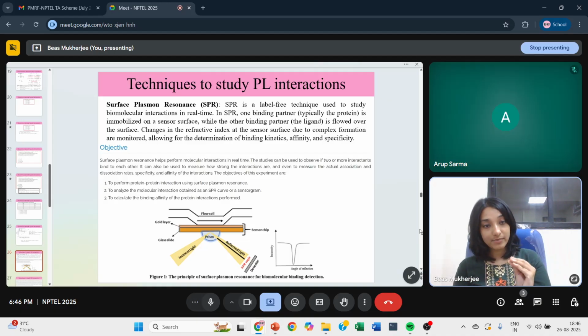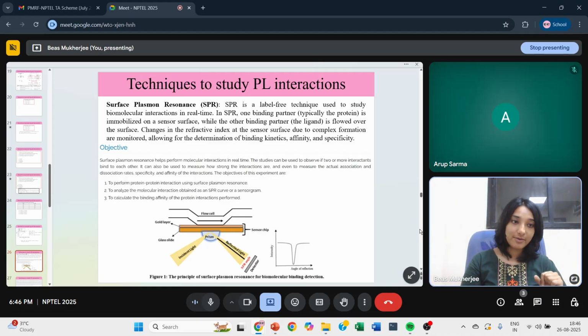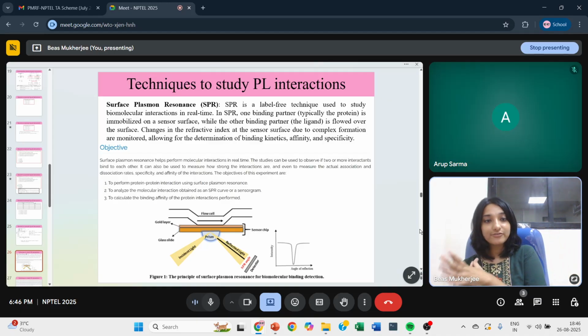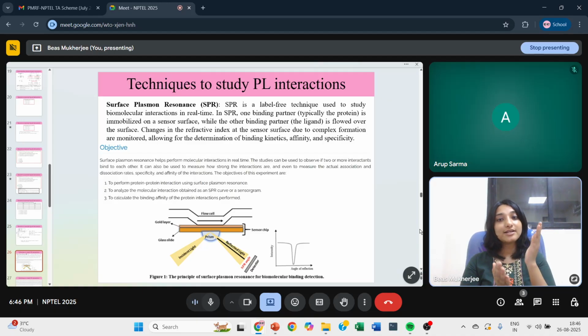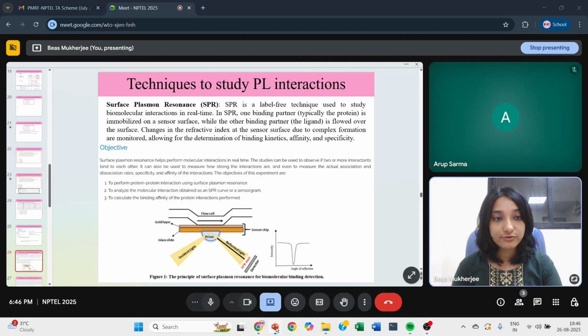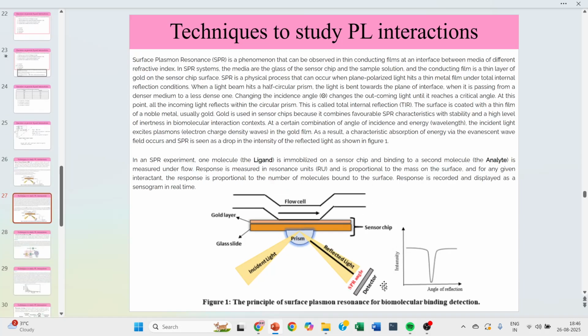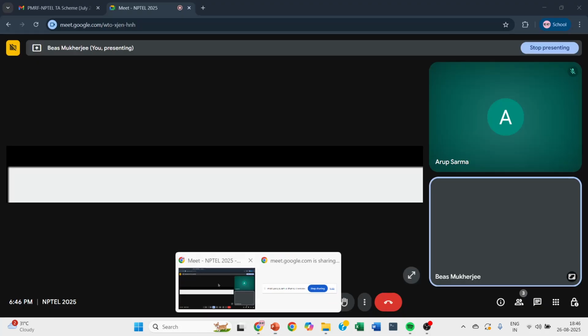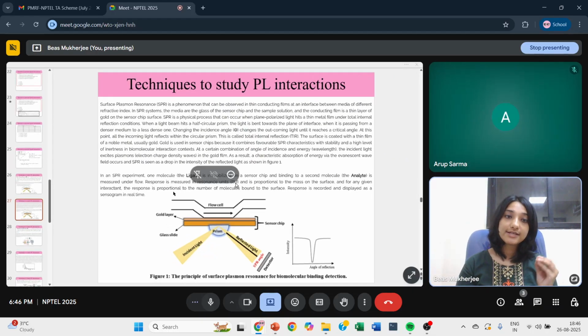a sensogram. For example, in FPLC and in ion exchange chromatography, we studied that there was this chromatogram, right? Because that was a chromatographic technique. Now here you get it as a sensogram. Now, to calculate the binding affinity of the protein interactions performed. Okay, so techniques to study protein-ligand interactions, and we are at SPR.